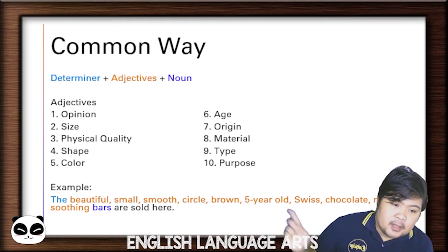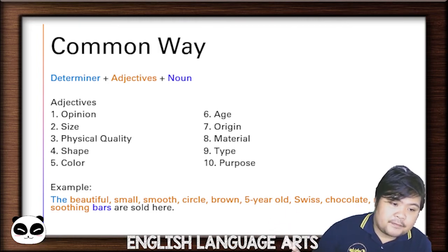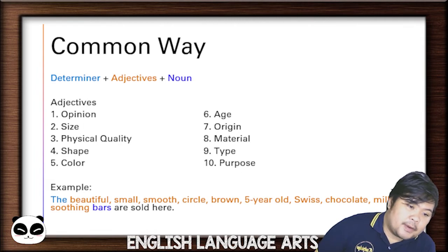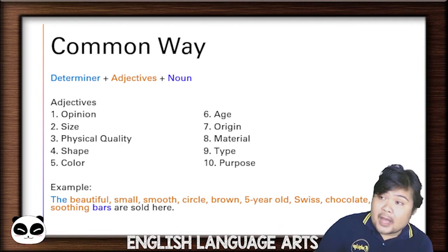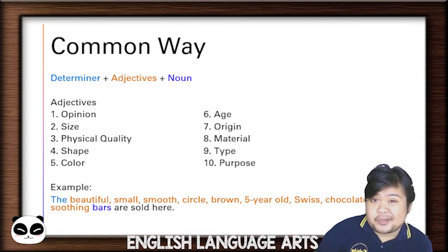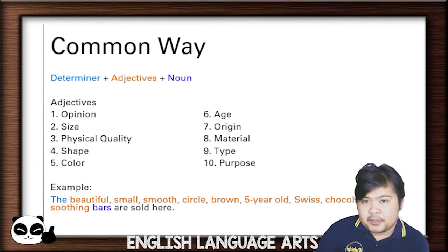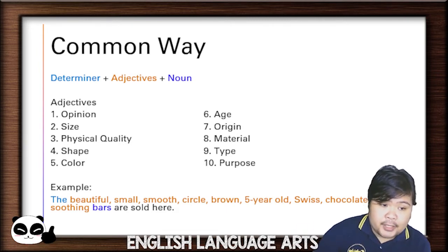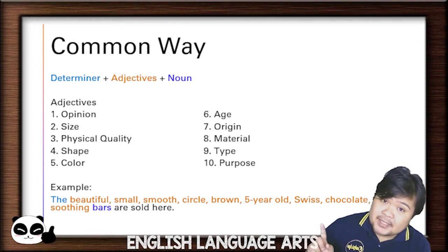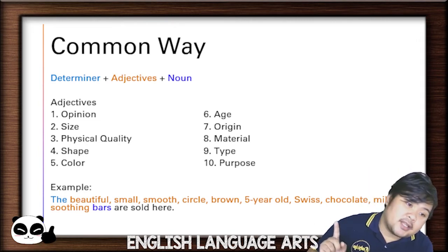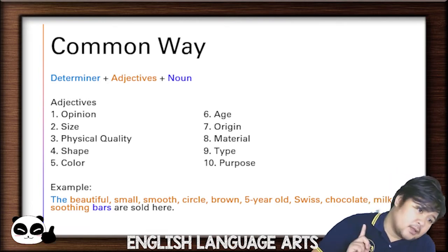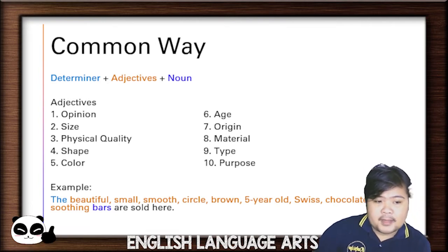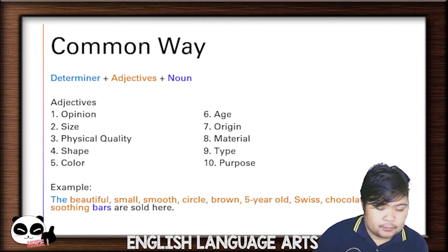So here's an example below. The beautiful, small, smooth, circle brown 5-year-old Swiss chocolate milk soothing bars are sold here. You start with the modifier the, followed by the word beautiful, which is an opinion. Small, which is size. Smooth is physical quality. Circle is a shape. Brown is a color. Age, it's 5-year-old. Swiss, where is it from? It's from Switzerland. And then chocolate, this is the material. It's made of chocolate. Milk, it's a milk bar. And then soothing, this is the purpose. Then bars, that is your noun.